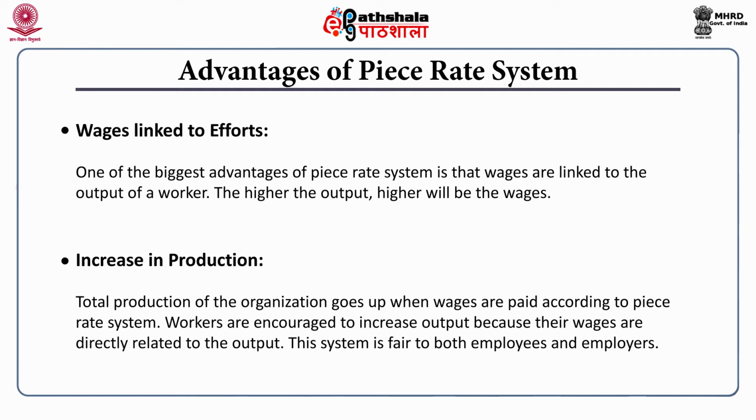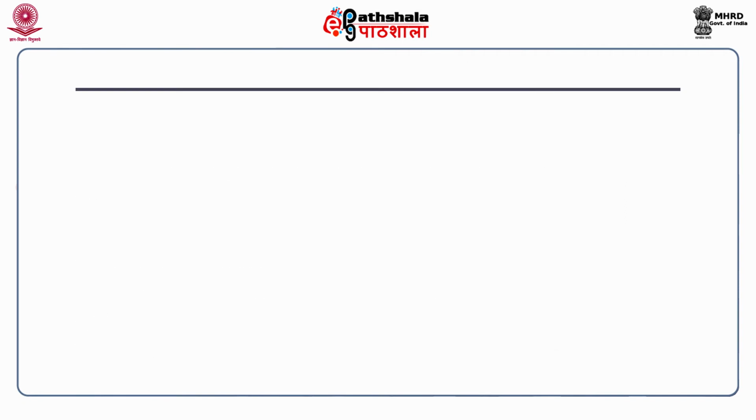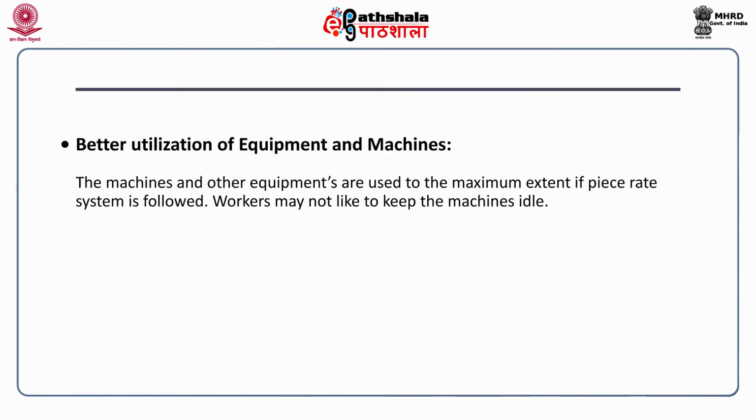Efficient workers will try to use maximum effort in order to raise their production and hence wages. The machines and other equipment are used to the maximum extent if the piece rate system is followed. Workers may not like to keep the machines idle. The use of machines is also systematic because any breakdown in these may affect the workers adversely. Thus, better utilization of machines gives better output to the organization.